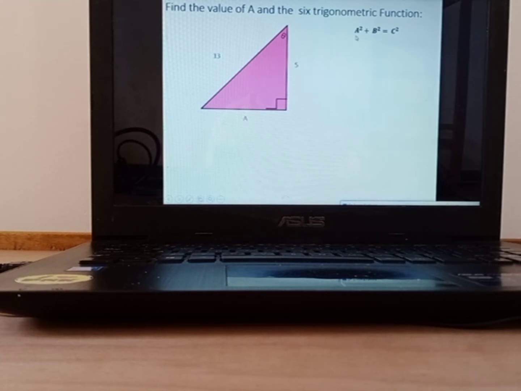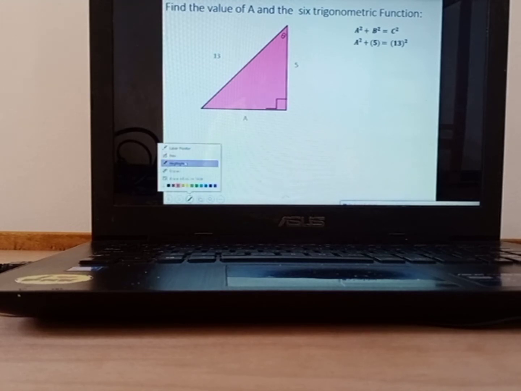So our 2 legs are A and B, and our hypotenuse is C. Therefore, we have for our opposite side, which is A, which is missing, and for B, our adjacent side, which is 5, and our C is 13. So we will have to square this one. Therefore, A squared plus we square the 5 here.